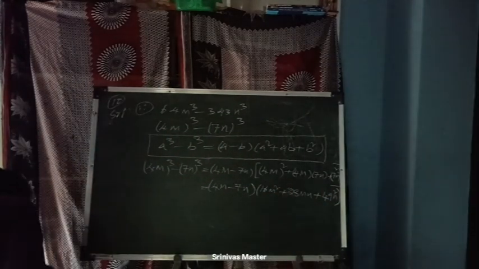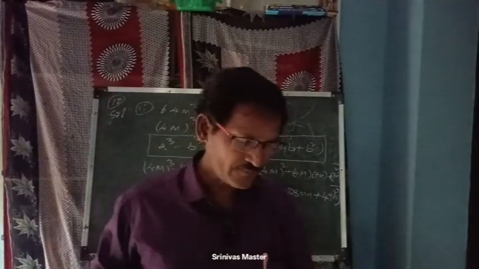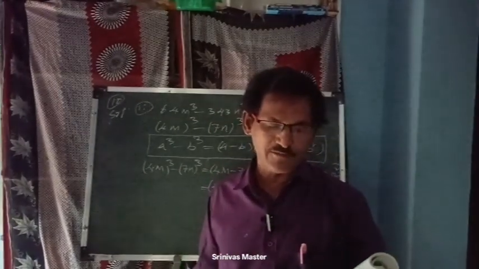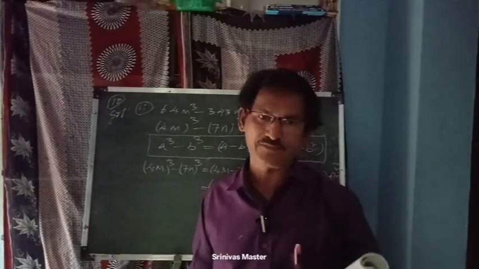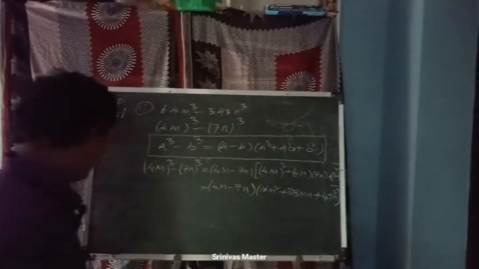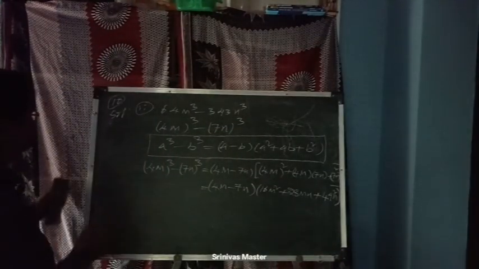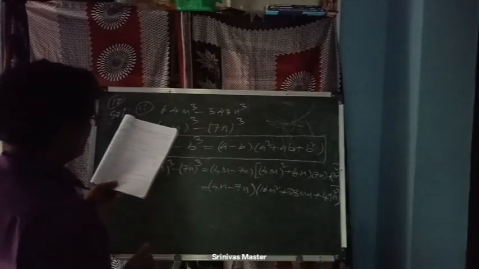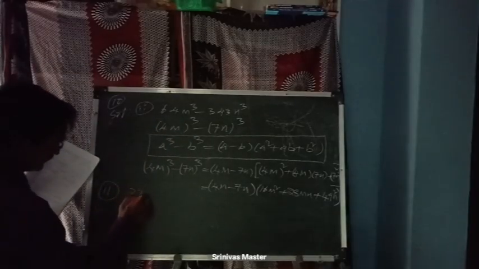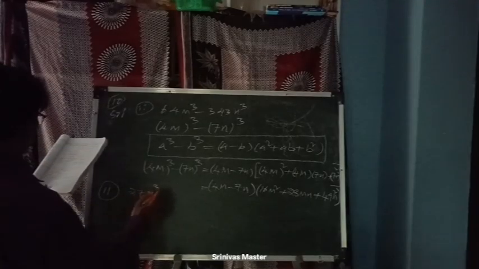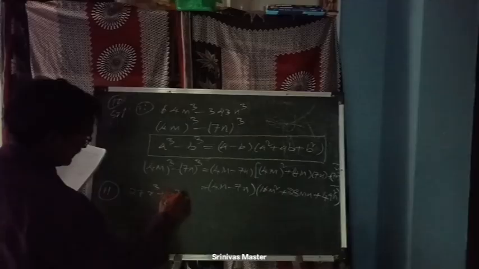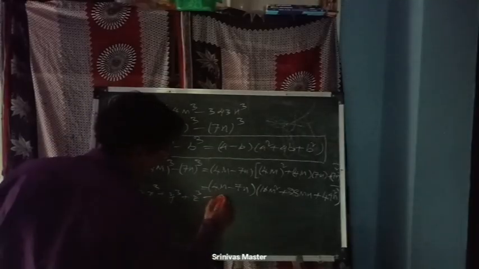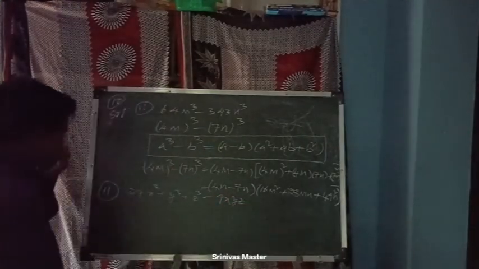Okay, now children, in the 11th question, they ask you to factorize 27x cube plus y cube plus z cube minus 9xyz. For this, one of the identities is there. By using that identity, we can solve this problem number 11. See what is given: 27x cube plus y cube plus z cube minus 9xyz.